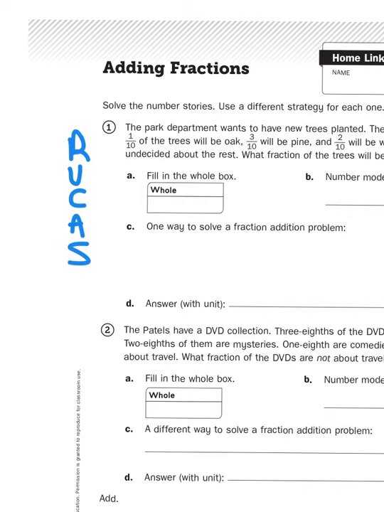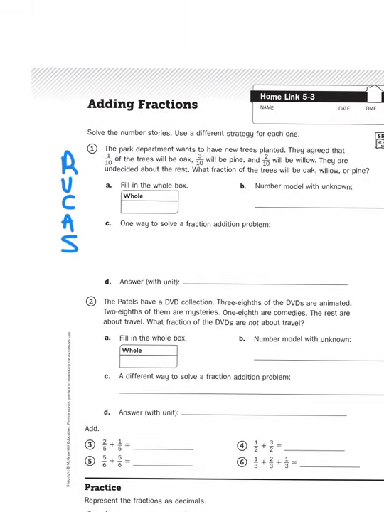So let's go again. The park department wants to have new trees planted. They agreed that 1/10 of the trees will be oak, 3/10 of the trees will be pine, and 2/10 will be willow. They are undecided about the rest. What fraction of the trees will be oak, willow, or pine? Okay, so I've got my question. What fraction will be oak, willow, or pine?